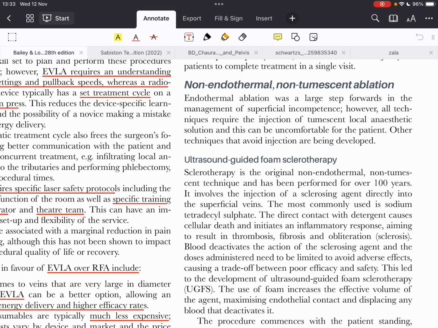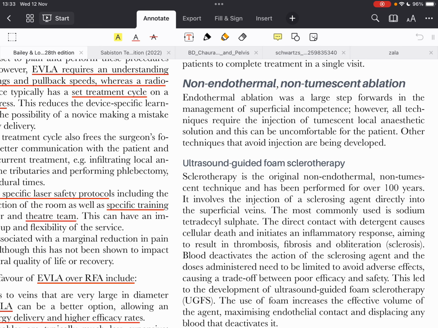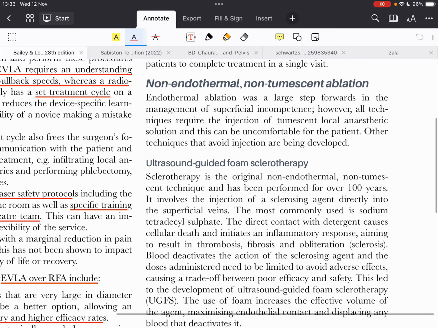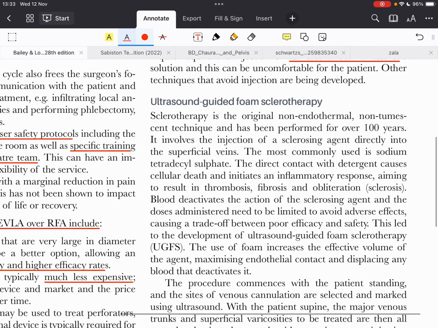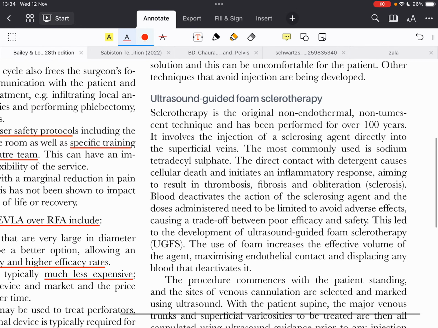Non-endothermal non-tumescent ablation. Endothermal ablation was a large step forward in the management of superficial incompetence. However, all techniques require the injection of tumescent local anesthetic solution. This can be uncomfortable for the patient. Other techniques that avoid injection are being developed.